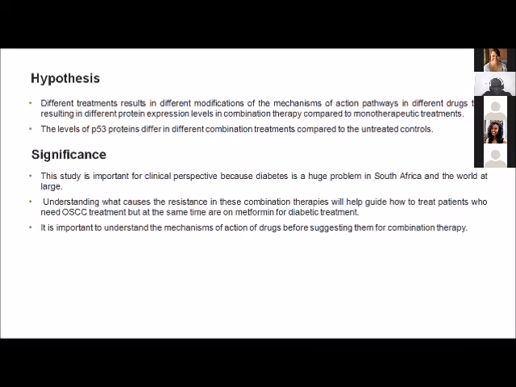So what to take away from this study is that it is important to understand the mechanisms of action of drugs before suggesting them for combination therapy.